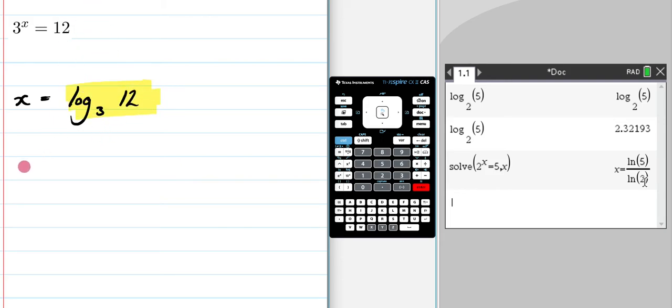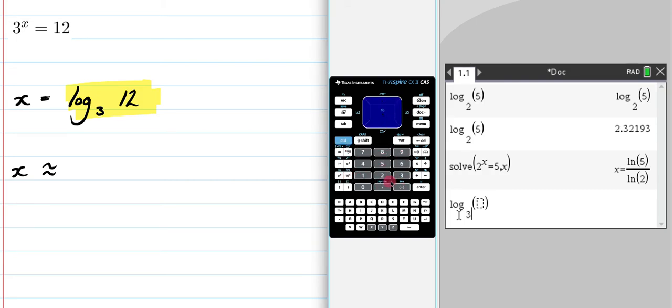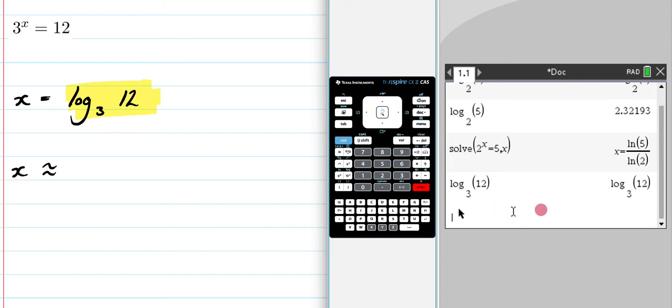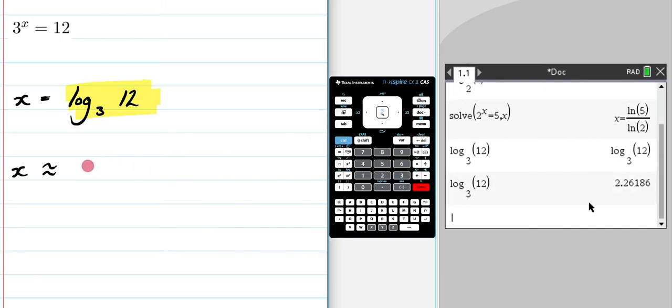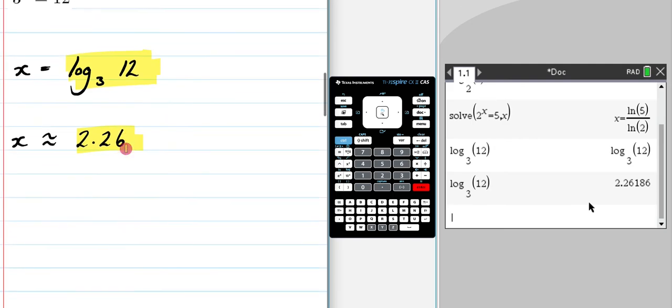If you wanted to give your answer to some decimal places, what you would have to do is use your CAS, go control log 3 to 12, and then hit enter. Whoops, sorry, I got too excited and I hit enter. You're going to have to hit control, enter, 2.26. That is going to be your approximate. I'm not going to go into the other method here. Hopefully that made sense. Let's keep on moving on.